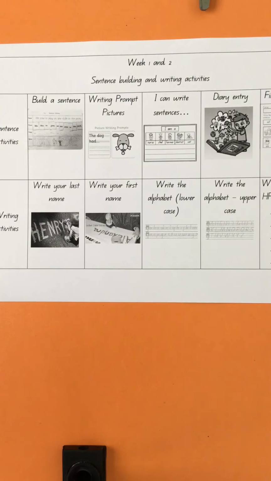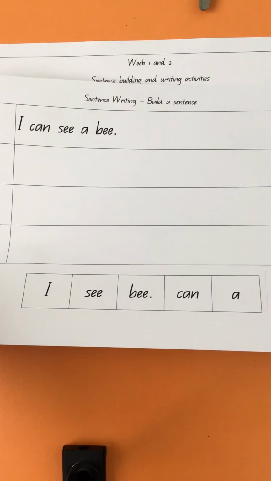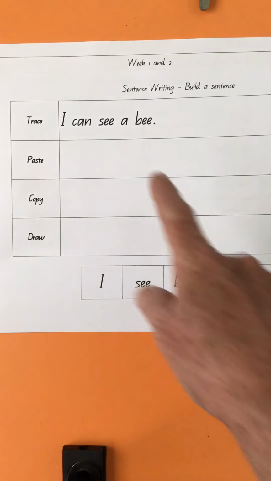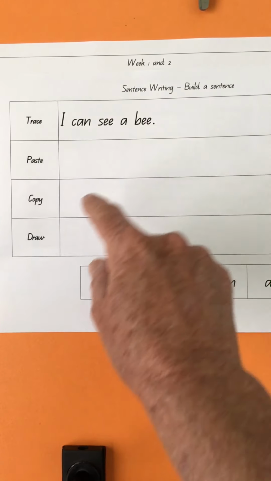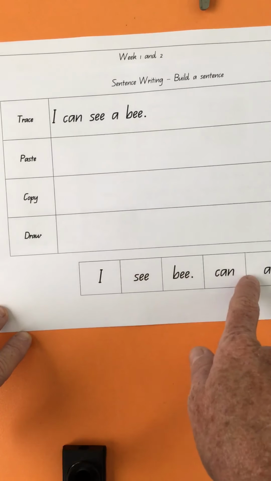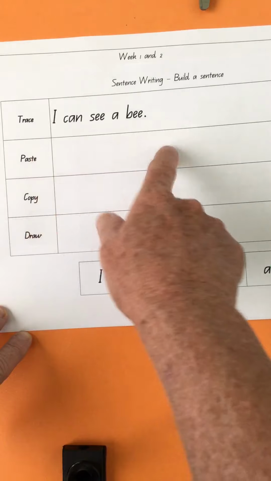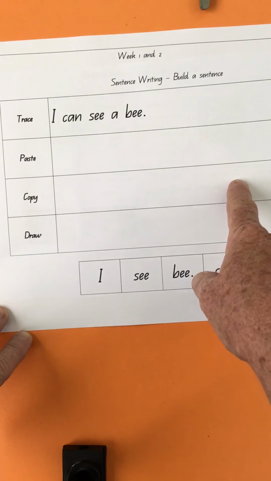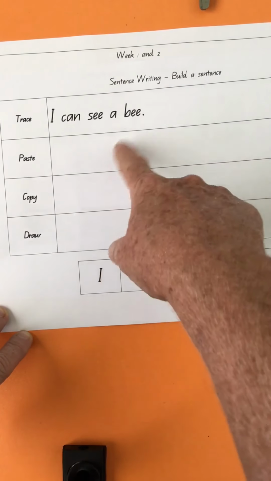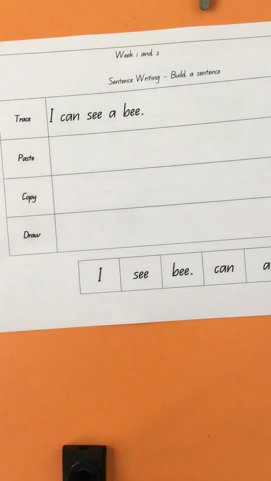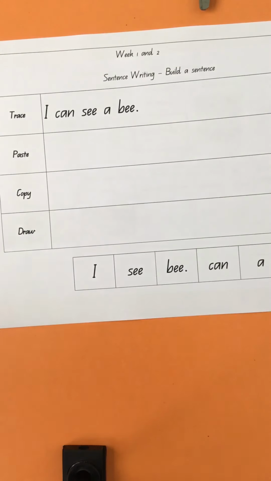If you're choosing build a sentence, you want to look for a PDF that's called build a sentence, and it will have this on it. I can see a bee. So they trace over that first, then they cut out these little boxes down the bottom, which are all mixed up, and put them in the right order here. Then they write, I can see a bee, freehand. They can copy the words that they see above them, that's fine. And here they just draw a picture. Very simple. It would take probably about 15-20 minutes for a regular prep to do that sort of activity. If you need to help them, that's also fine. So that's build a sentence.